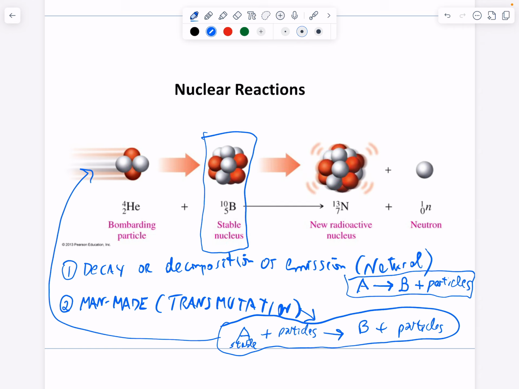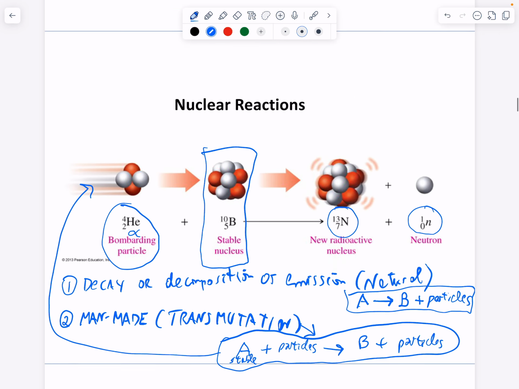This is going to be bombarded by the particles of helium or alpha rays, right? These guys are alpha. And after they are bombarded, they are going to become this nitrogen, that is a different element, plus another particle that in this case is a neutron. Okay?